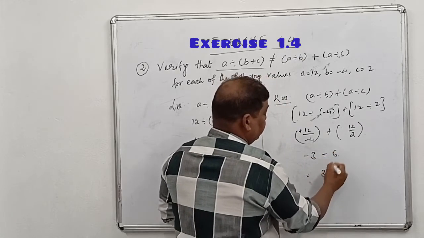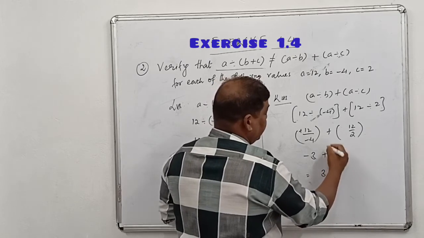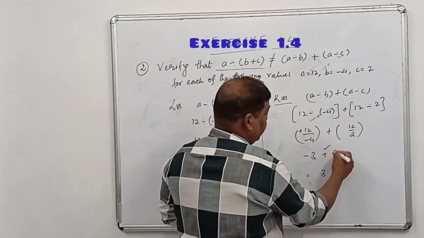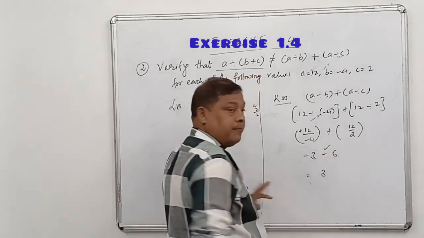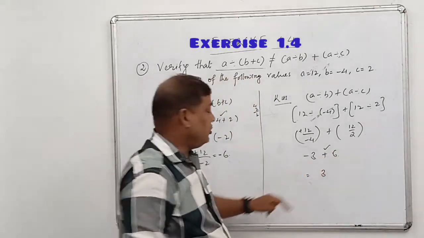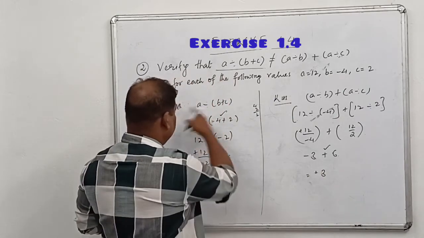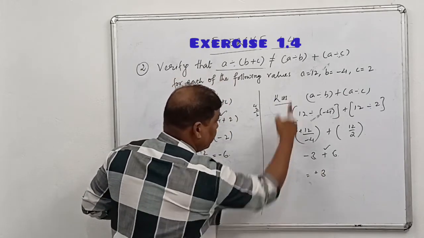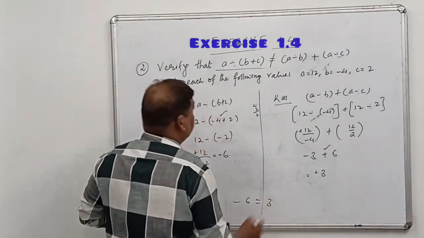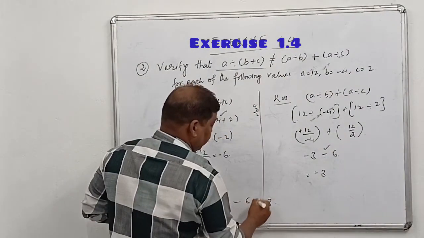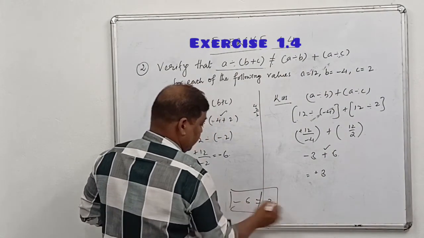That is minus 3 plus 6, that is 6 minus 3, which is 3. Then you carry the positive sign, because 6 is the greater value and in front of 6 is the positive sign. So in LHS the value is minus 6, and in RHS the value is 3. So minus 6 is not equal to 3.